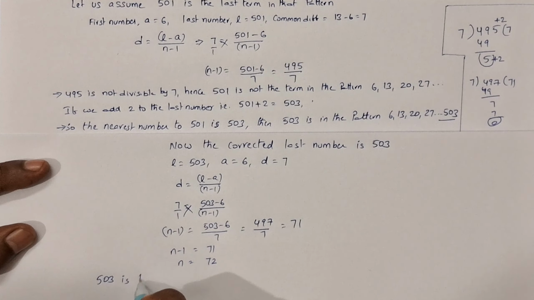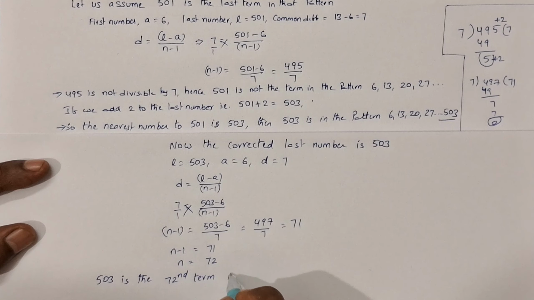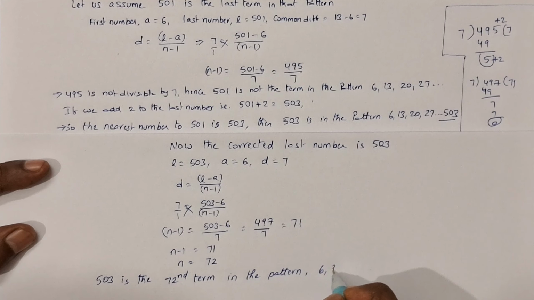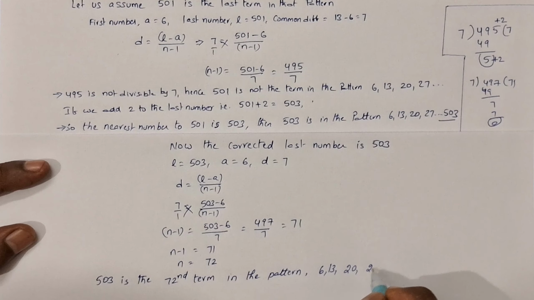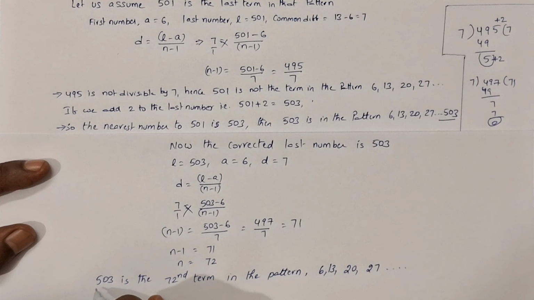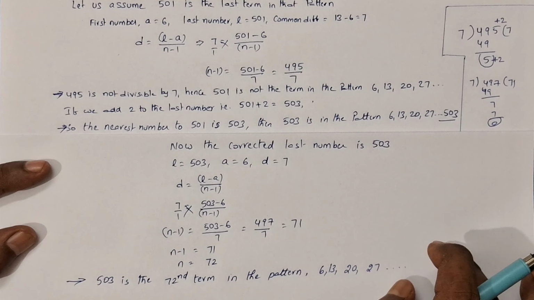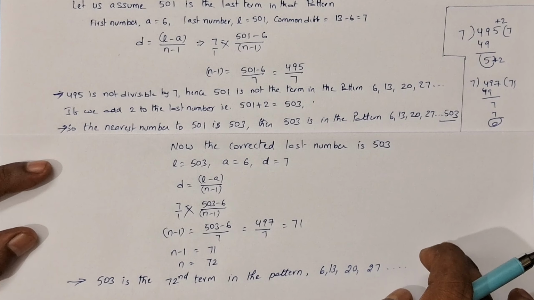503 is the 72nd term in the pattern 6, 13, 20, 27 and so on. So we got the 3 answers. This way we have to solve the problems.